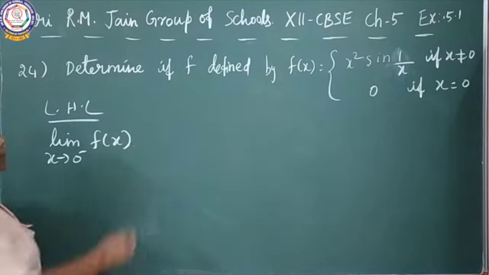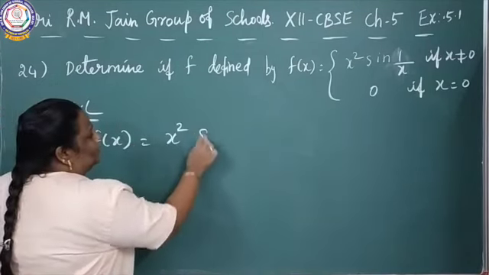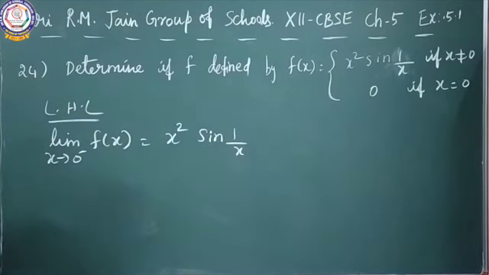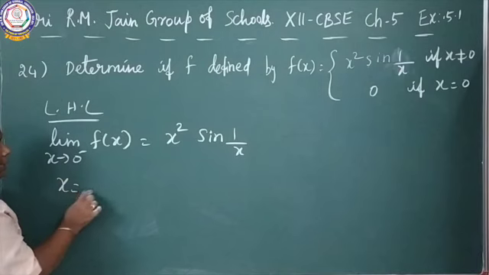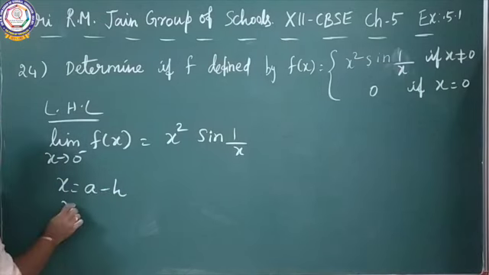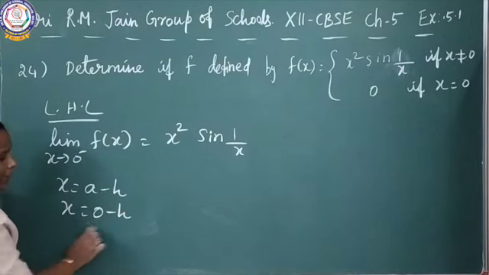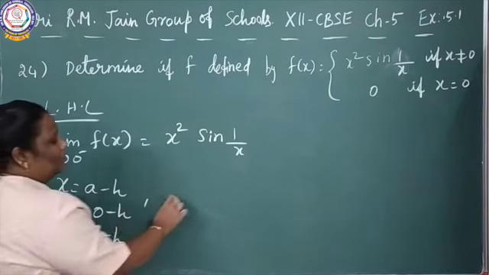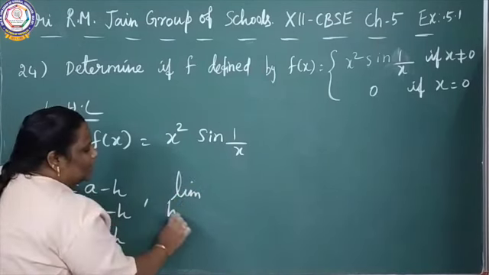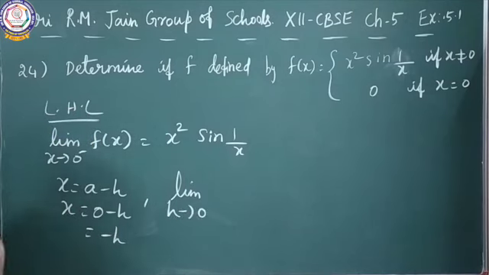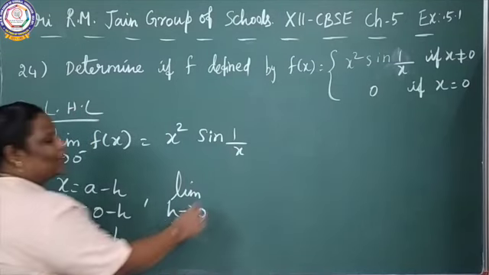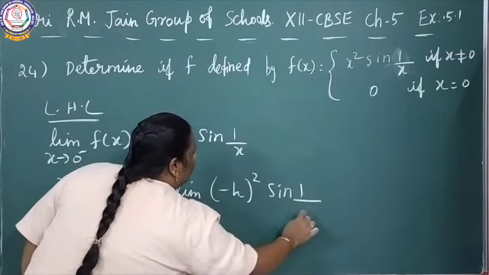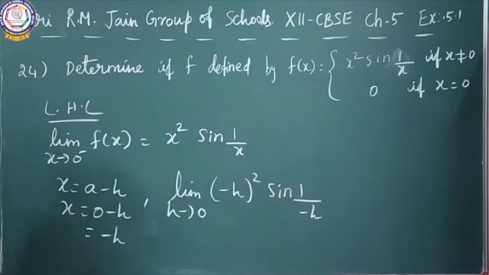equal to x square sin 1 by x. So you replace x equal to a minus h, x equal to 0 minus h, the value is minus h. Limit h tends to 0, you replaced x by what? Minus h the whole square, sine of 1 by minus h.